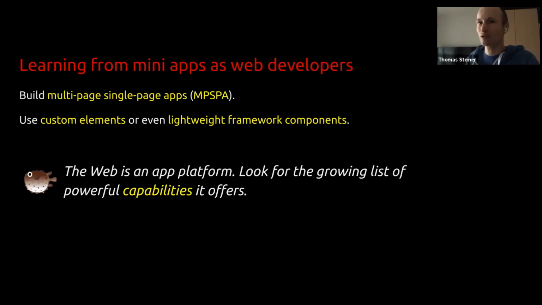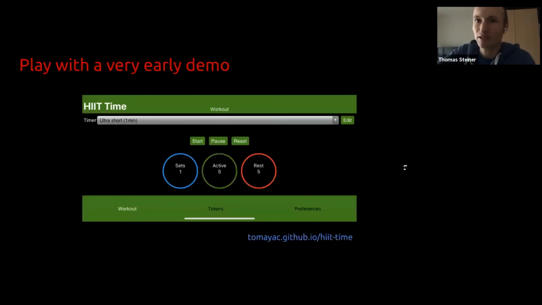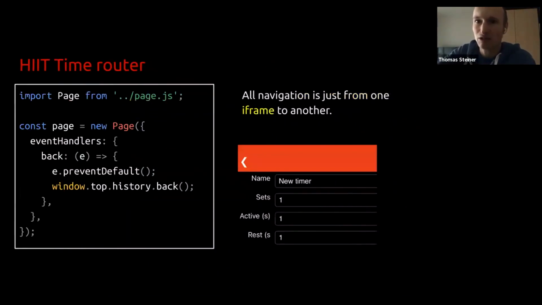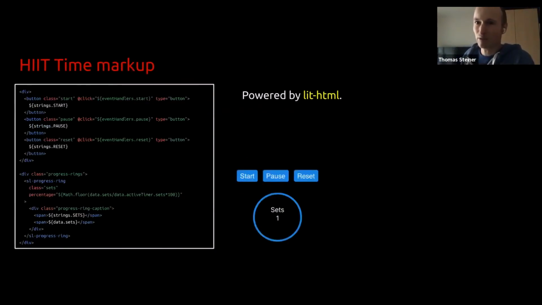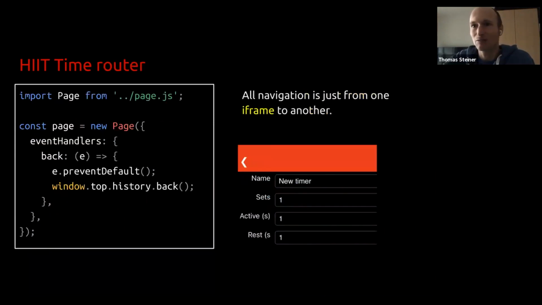Use custom elements or even just lightweight framework components, because declarative layout makes your life so much easier, especially if I just go back a couple of slides, especially if you look at the progress ring markup here, your data logic somehow figures out the number of sets, so data.sets, and then the view just automatically updates. And lit-html renders really just the changed things. So you don't need any kind of virtual DOM diffing or anything. It's just powered by lit-html directly.